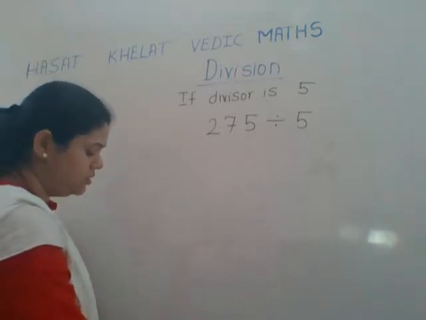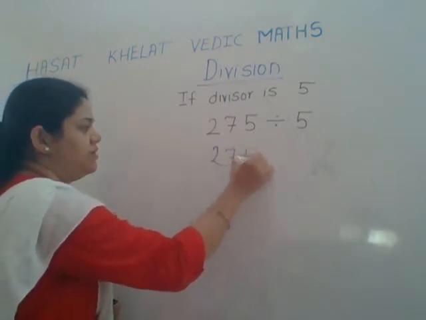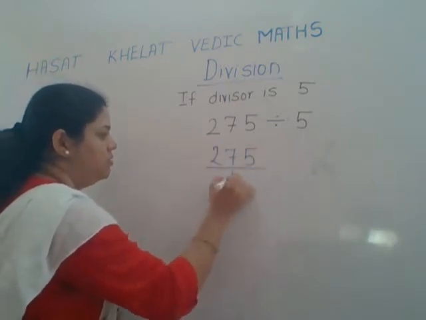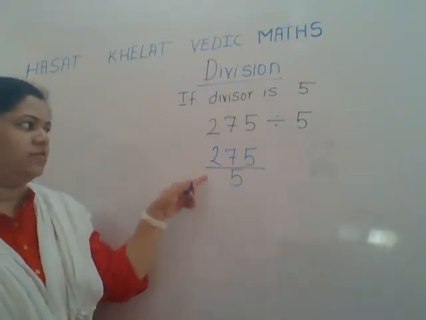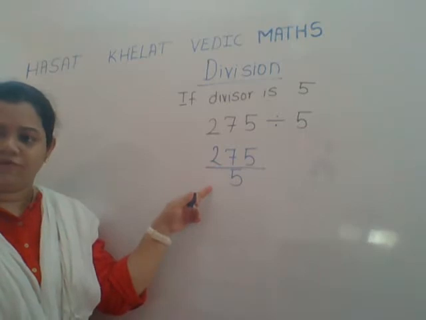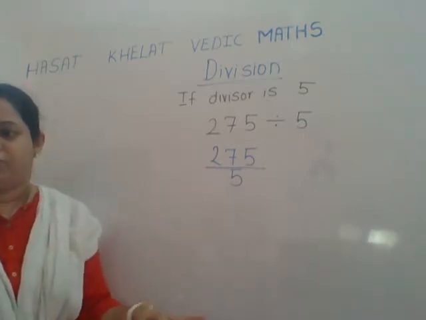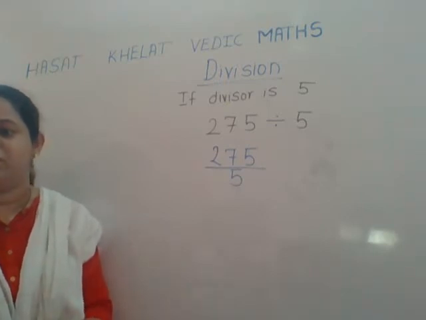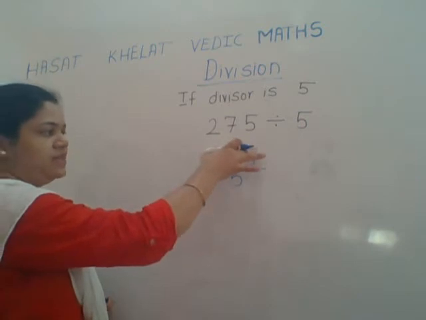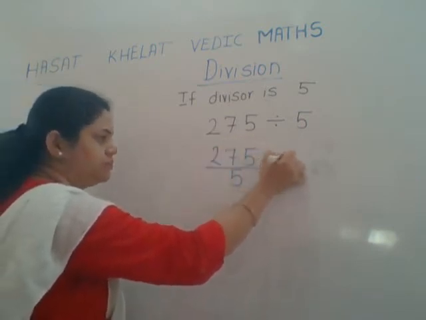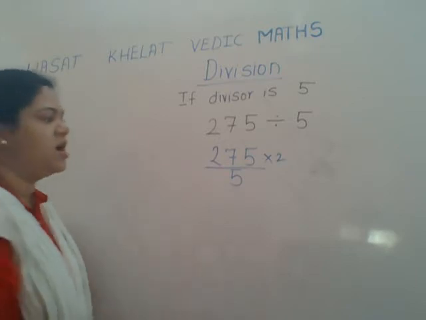First, I will write this number as 275 upon 5. You understand this, na? 275 upon 5 means 275 divided by 5 I have written. Now, we don't have to divide. What we have to do is multiply. Just multiply this number by 2, and you will get your answer.